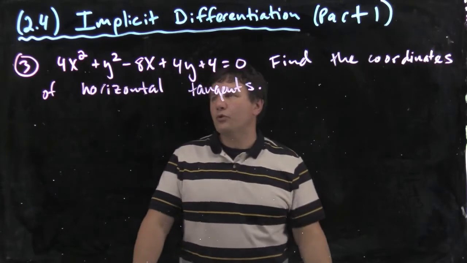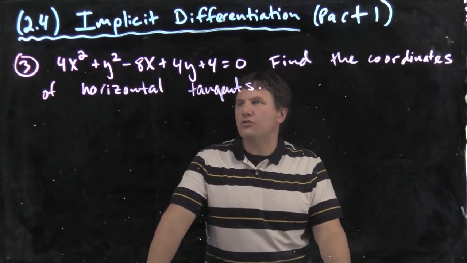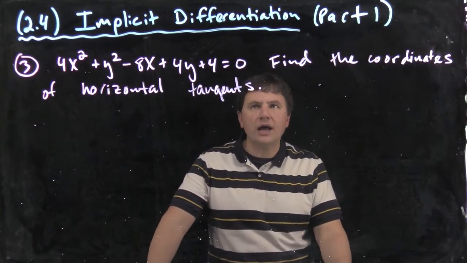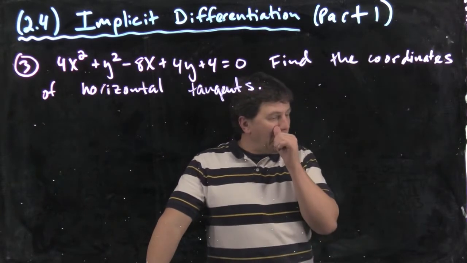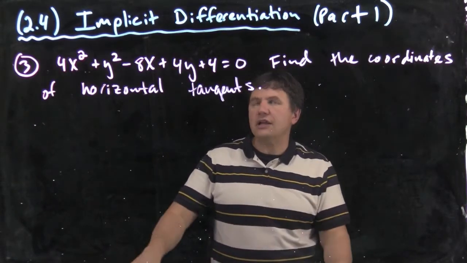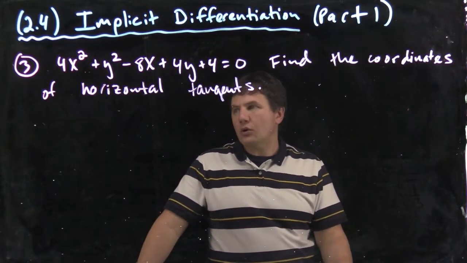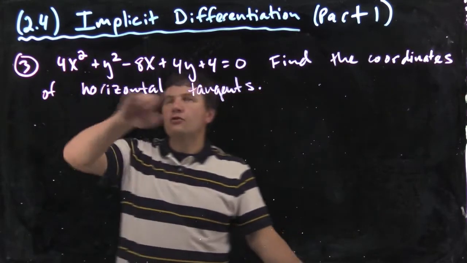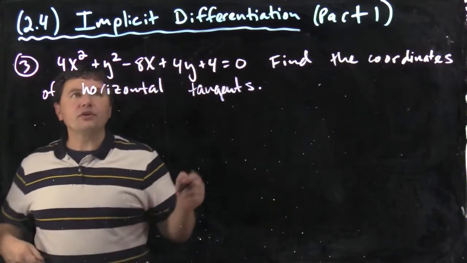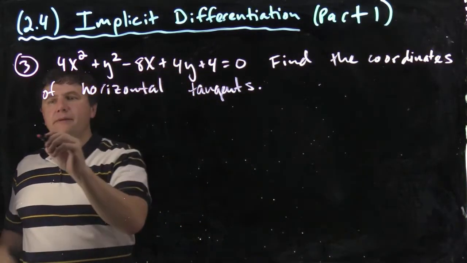Okay, example 3, we have the equation 4x squared plus y squared minus 8x plus 4y plus 4 is equal to 0. On the last example we did the coordinates of vertical tangents. This time we're going to find the coordinates of horizontal tangents. First thing I need to do is take the derivative of this thing. So once again, we're going to take the derivative implicitly.